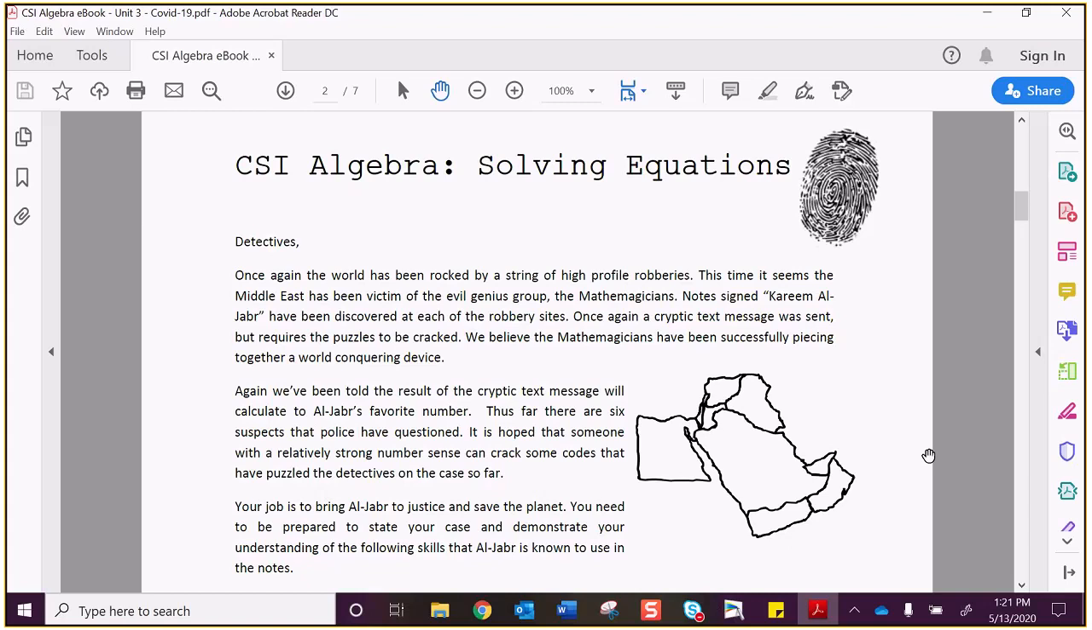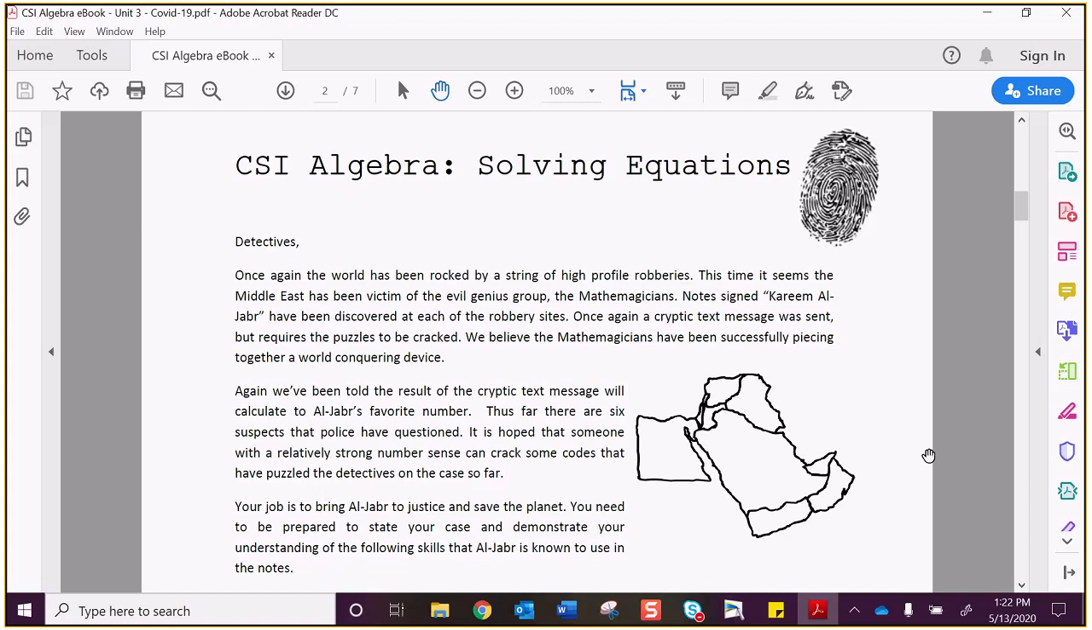So once again, a cryptic text message was sent, but requires the puzzles to be cracked. We believe the Math Magicians have been successfully piecing together a world-conquering device. Again, we've been told the result of the cryptic text message will calculate to Algebra's favorite number. Thus far, there are 6 suspects that police have questioned.